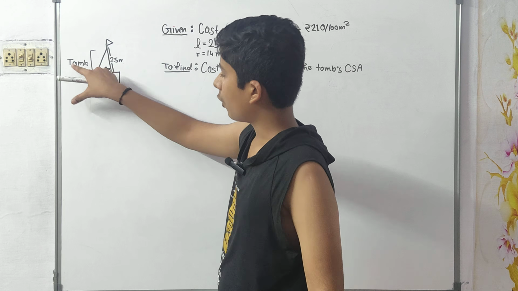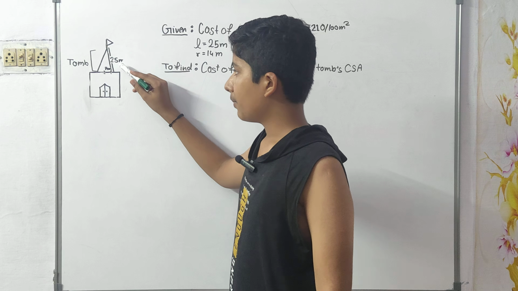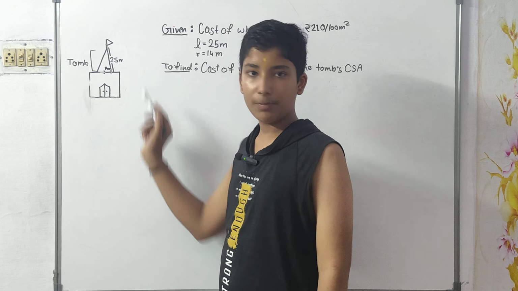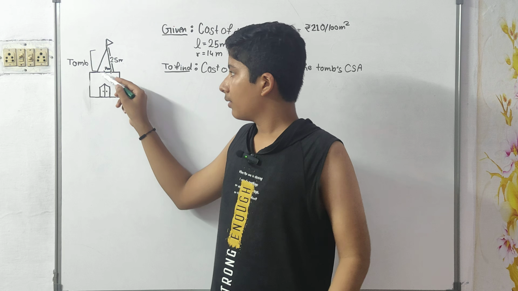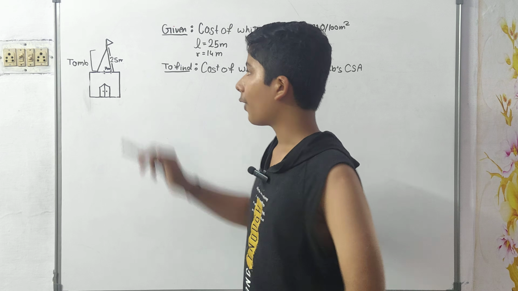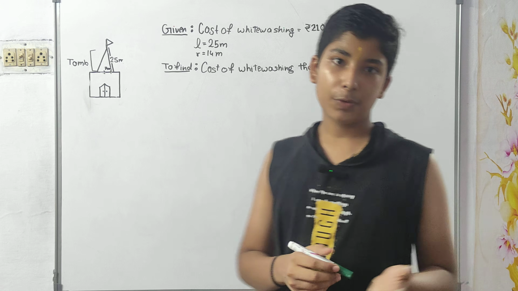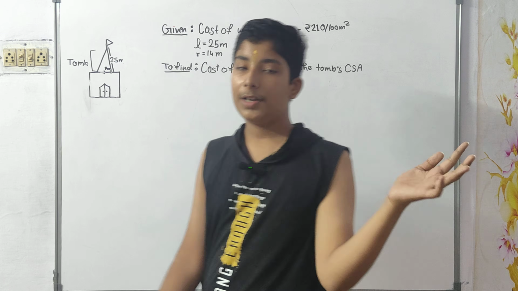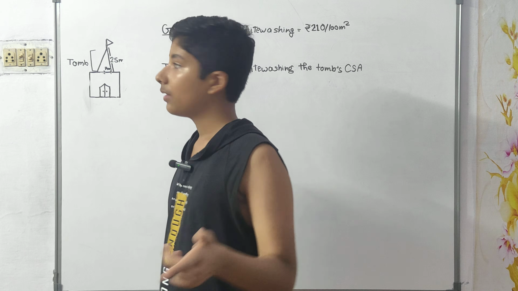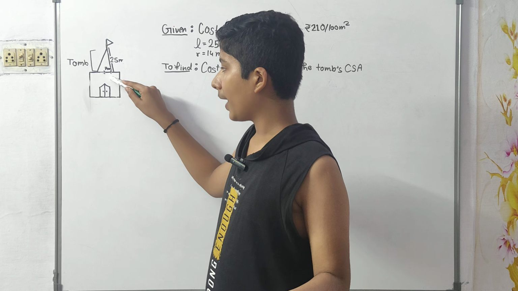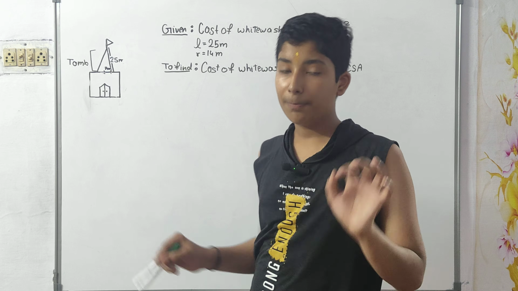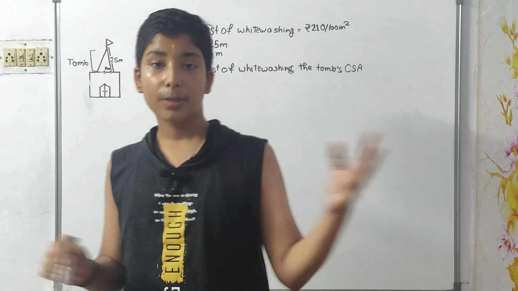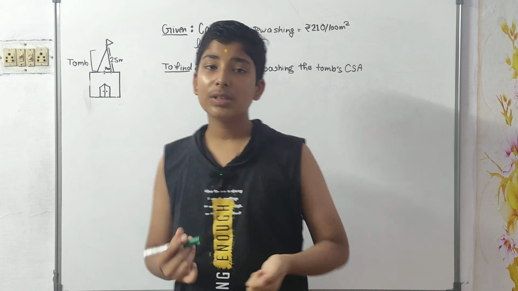This much part is the tomb, and the dimensions are given: L, the slant height of the tomb, is 25 meters, and the radius of the base of the tomb is 14 meters. I know most of you will use the Pythagoras theorem, find the height and then find the CSA. But this is wrong, because pi, r and l are already given. Pi is 22/7, radius is given, and slant height is also given. So what's the need to find the height?